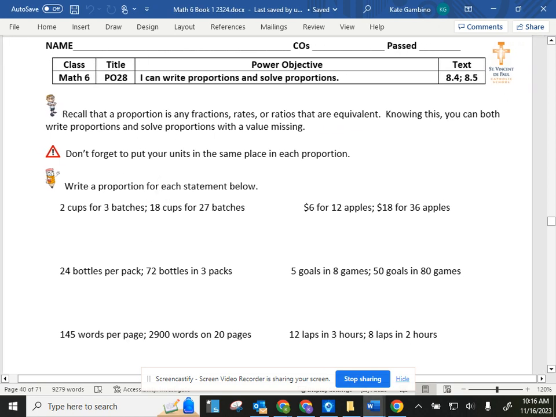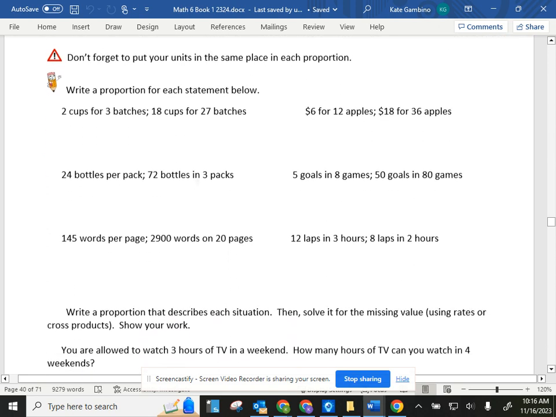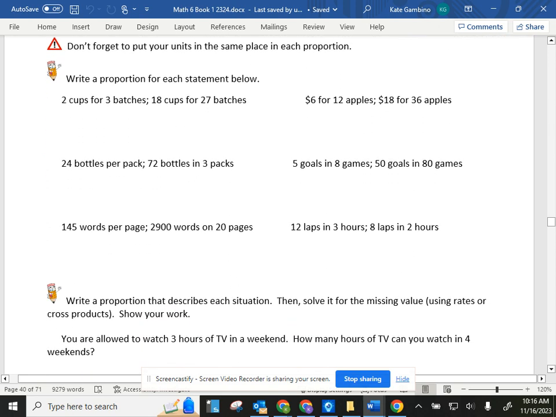This is information that we have already learned. We're just doing something new with it. This isn't new information. It's just a new way to work with what we've already learned. Don't forget to put your units in the same place in the proportion. When we were working with our rates yesterday, I said, make sure you label them, because if apples are on top, we want apples on top. If the gallons was on the bottom, we want the gallons on the bottom. We're going to make sure that our measurements are the same, both in the top, both in the bottom.